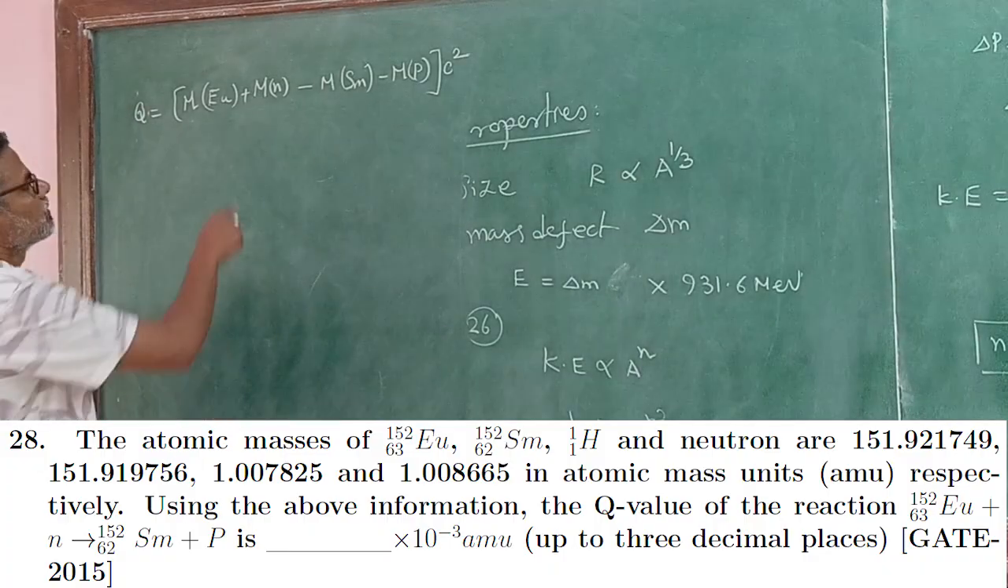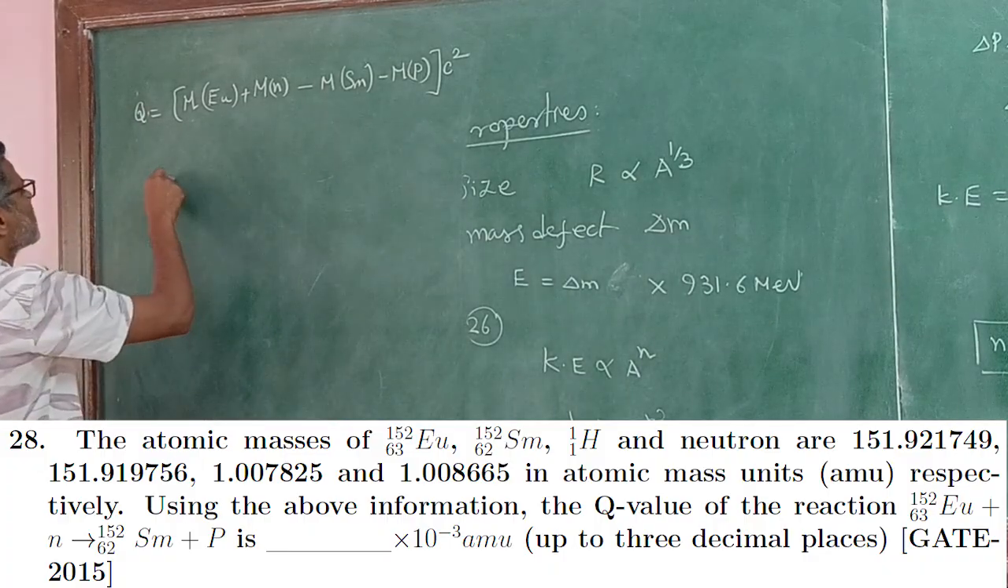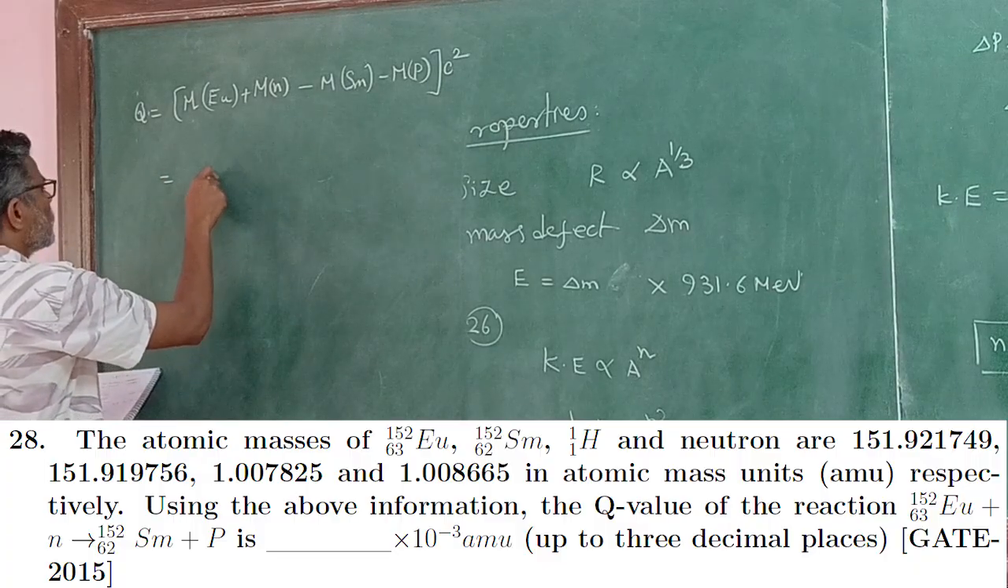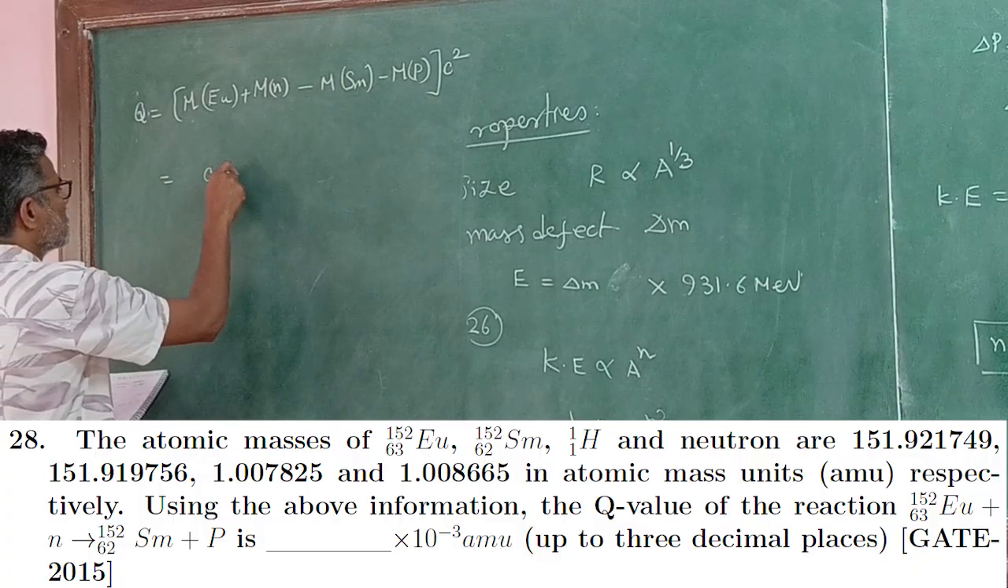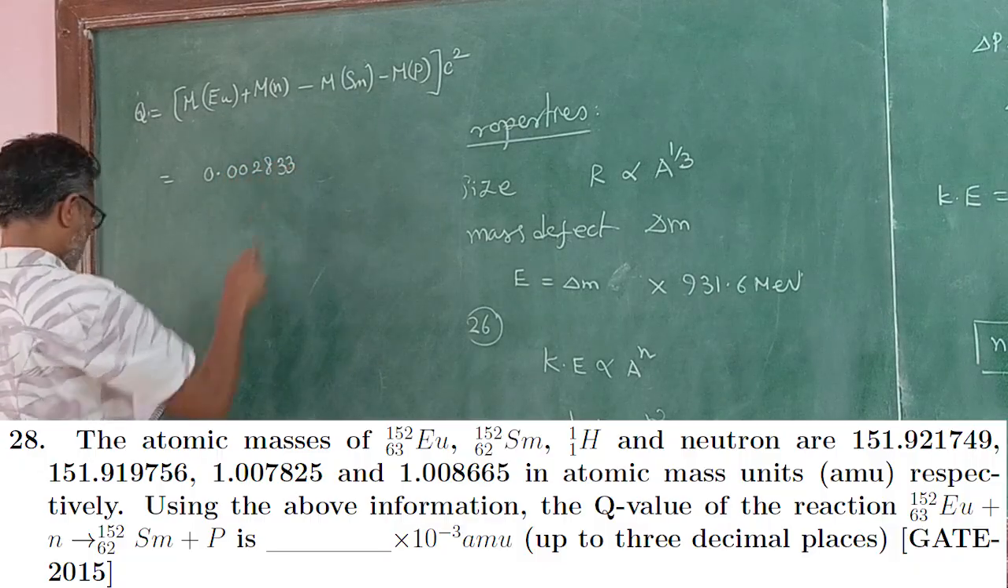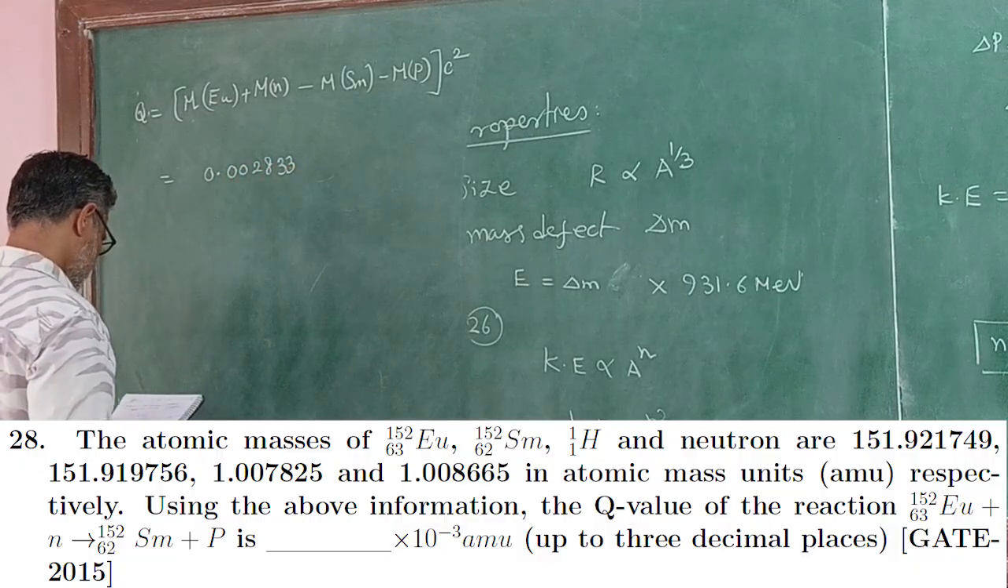So quick value, mass effect 0.0028 EP. So that will be the atomic mass.